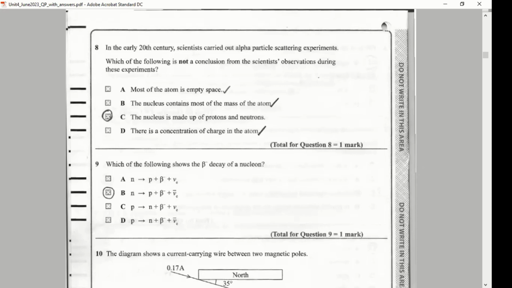Which of the following shows the beta minus decay of a nucleon? Well, that's beta minus decay, neutron turning into a proton.